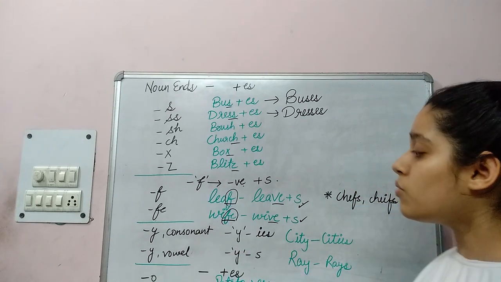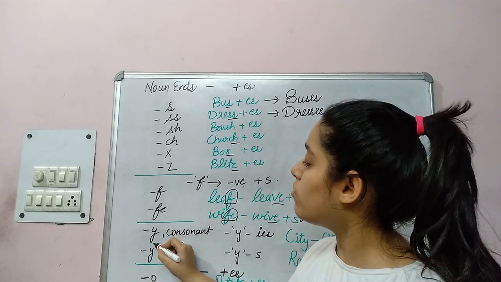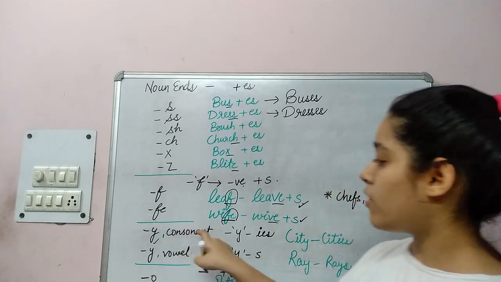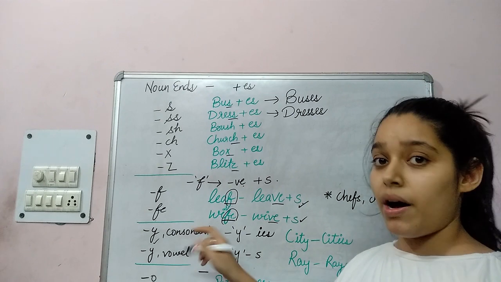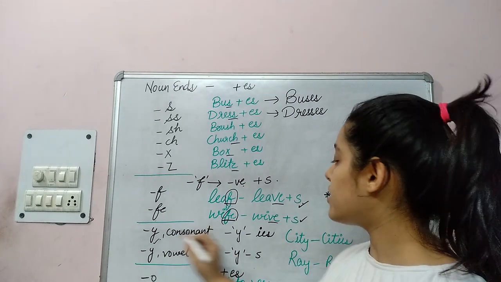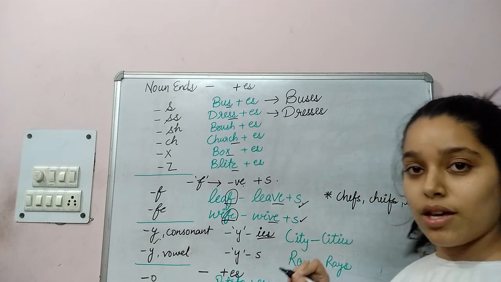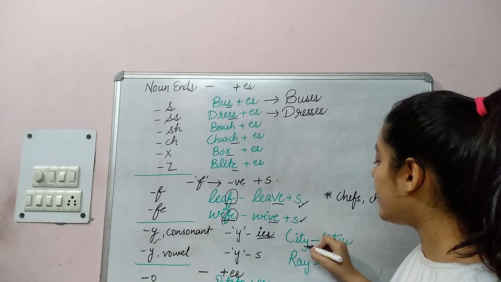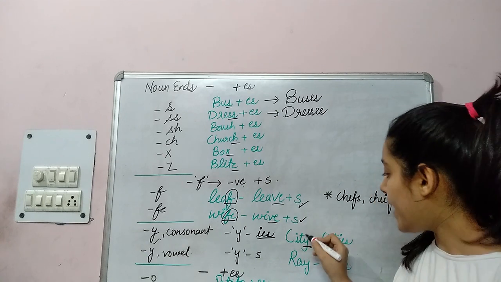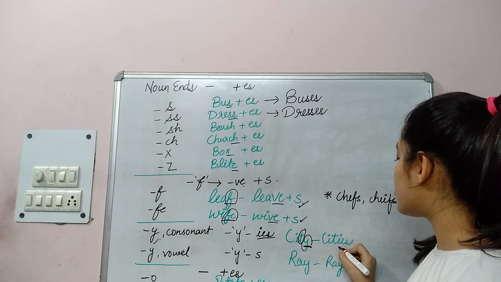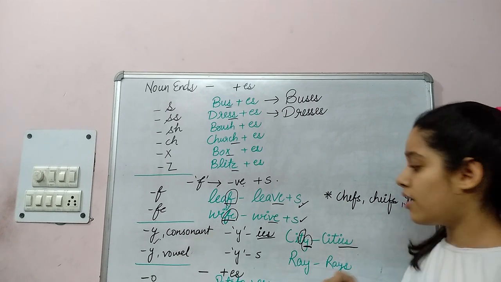Now the other rule is when we have a noun which ends in Y. Before Y, when we have a consonant, that is, apart from vowels, we have some other letter. So this Y changes into IES. For example, city. Here the ending letter is Y. It has a consonant before it. So this Y changes into IES, cities.